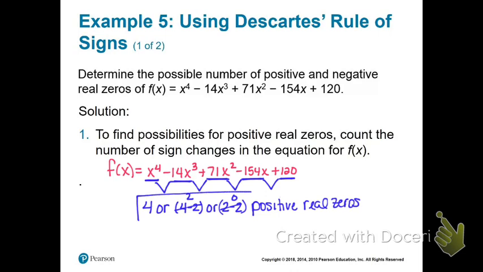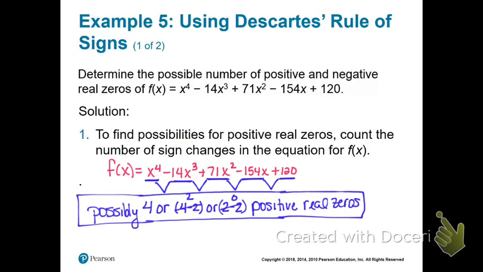So what that tells me is there is a chance that one of our positive numbers, when we do our P over Q's, will work. There's also a chance it won't, because it could be none of them are positive. But it could be that all 4 of them are positive also. Alright, and I did change that to where it says possibly, because the 4, the 2, and the 0 aren't the zeros. That's how many there possibly are.